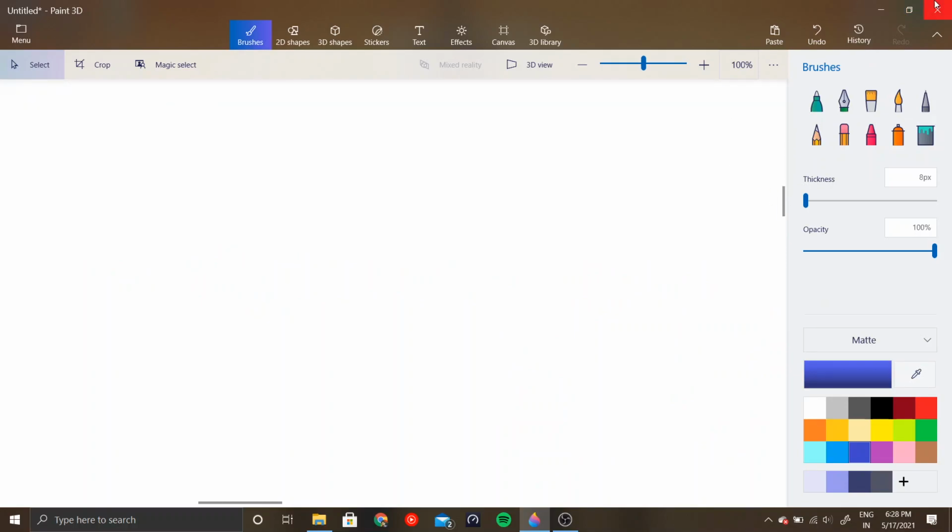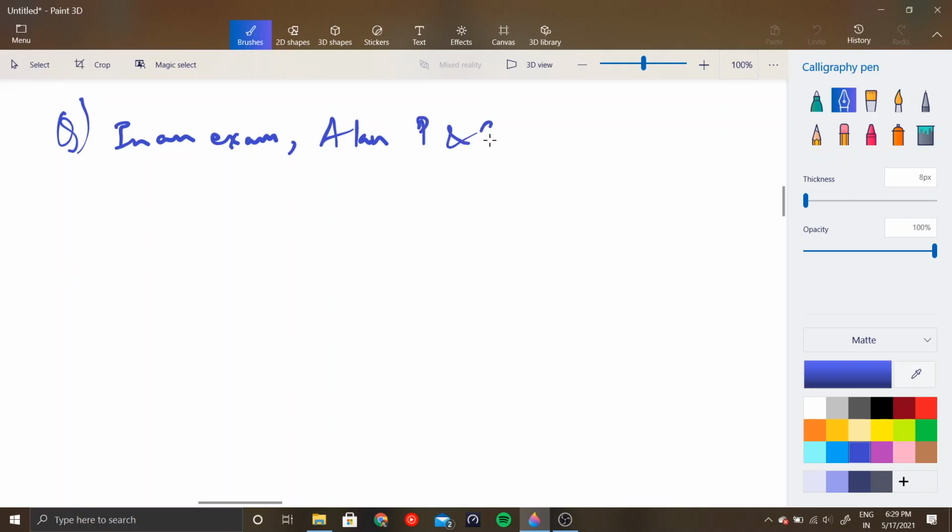Now this is a sum about exams, already very tempting, rather I would say intimidating. So it is given that in an exam, Alan has given two exams, physics and chemistry, right? The sum of the marks he got in these two subjects is 30. So his score in physics plus his score in chemistry is 30.